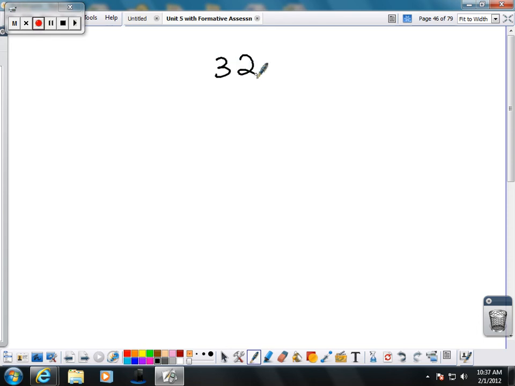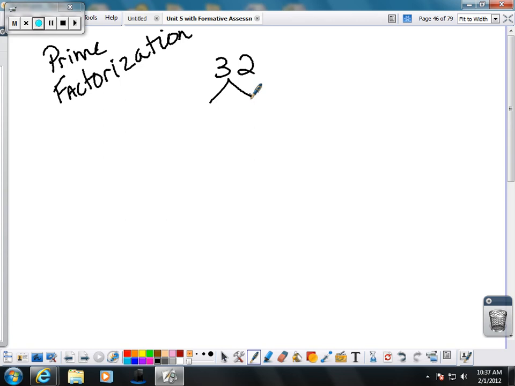Remember, when we look at prime factorization, what we're doing is making our factor trees. So I need to get two numbers together that, when multiplied, equal 32. There's a couple that I can choose, but let's just choose what we'll say are the easiest ones. We'll do 2 and 16. So I know 2 times 16 equals 32. Is 2 a prime number? Yes, it is. So I'm going to circle that one.